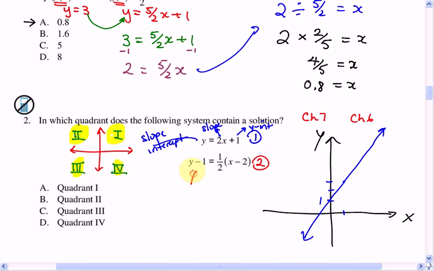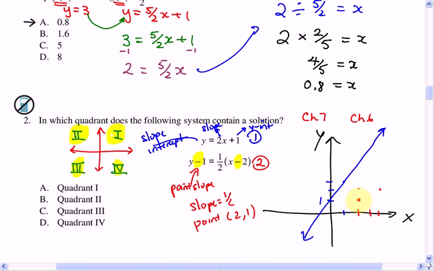Line number 2 is in what they call point slope form, so I hope you can quickly tell me the information in point slope form. If you said the slope is a half, you're correct. And if you said the point on this line is (2, 1), you are correct as well. Reminder to always remember to switch the signs to get the coordinates. So what I would do in this case is I'd plot (2, 1). And then the slope of 1/2 means 1 up, 2 to the right.